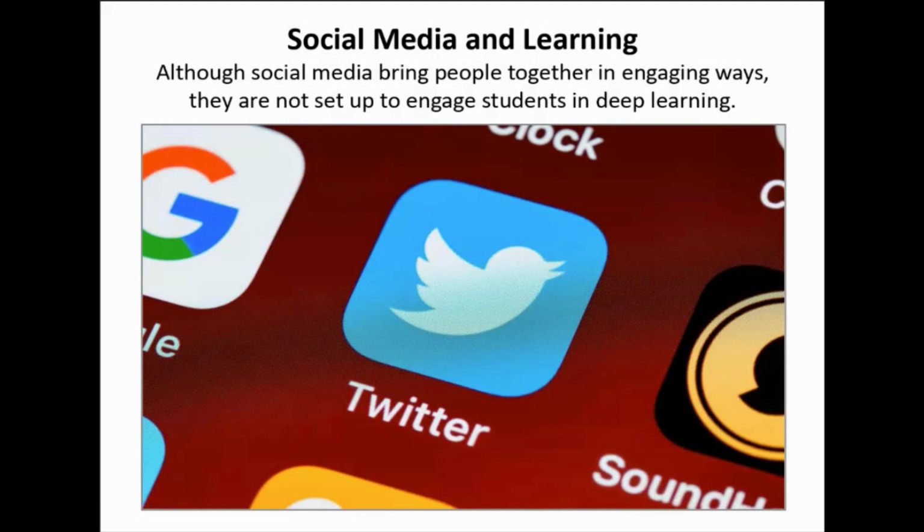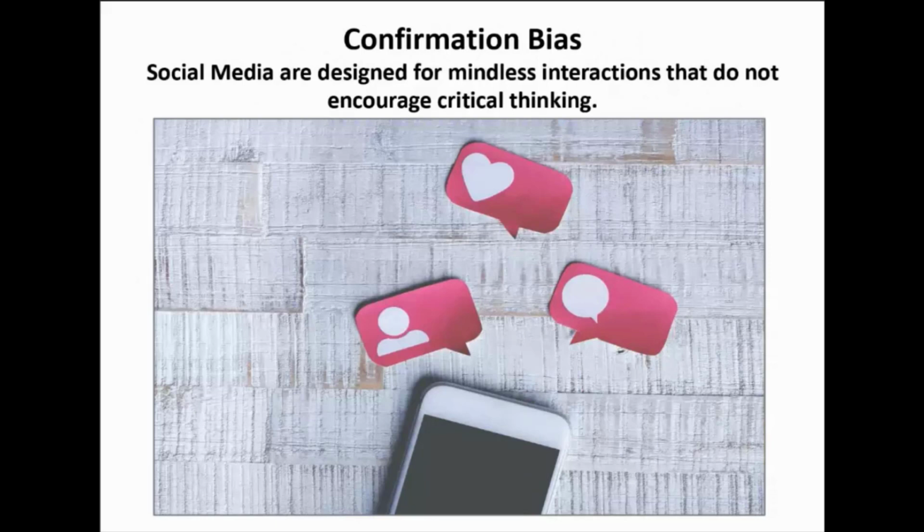So as we just discussed, deep learning doesn't often happen easily with social media, and so that's what we're talking about a lot today. One problem with social media is the confirmation bias that we have with it. It doesn't encourage critical thinking. We tend to have mindless interactions. Simply liking something doesn't mean that we are getting deep into the discussion and revising what we understand.